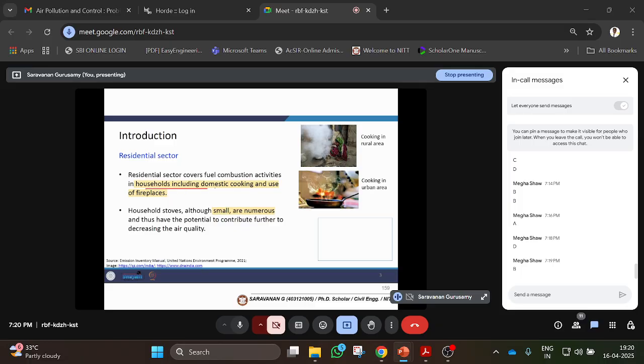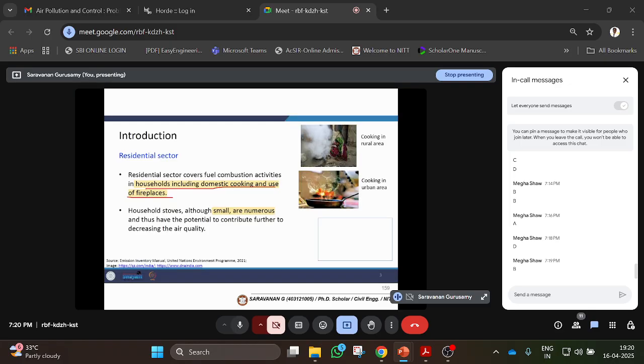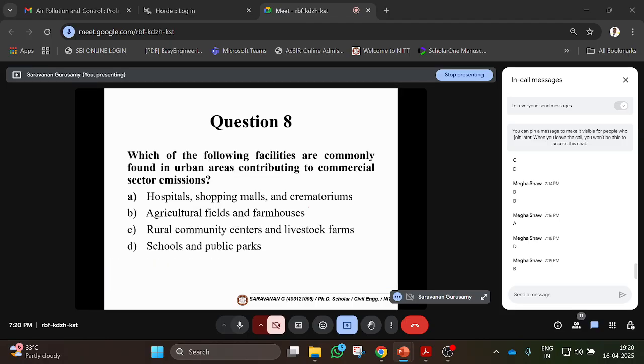So residential sector, household including domestic cooking and use of fireplaces will emit, that will be the source for your air pollutants.